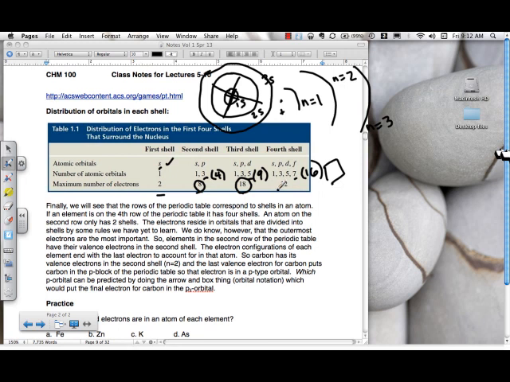For a total of 32 electrons in the fourth shell. So once you get to the fourth row of the periodic table, you've got elements with quite a few electrons, and they've got plenty of places to go, as you will see when we go to the box diagram.